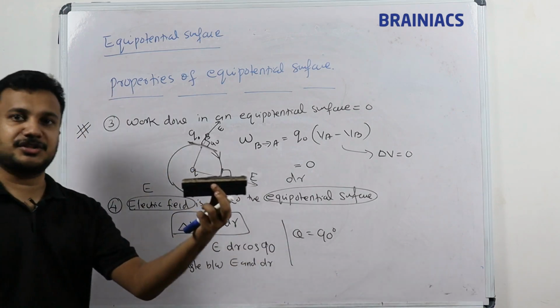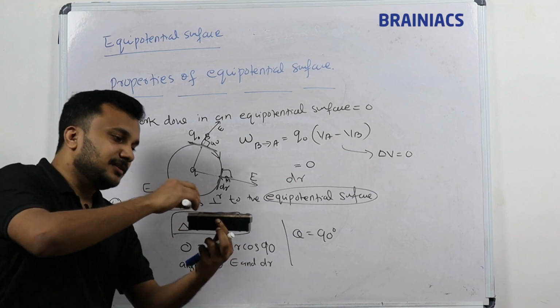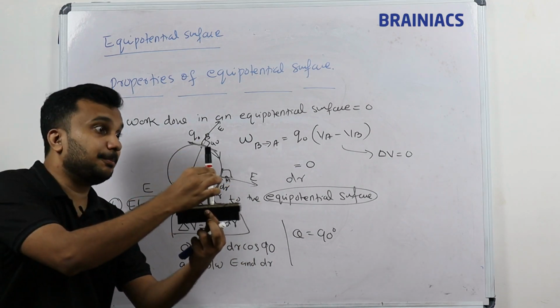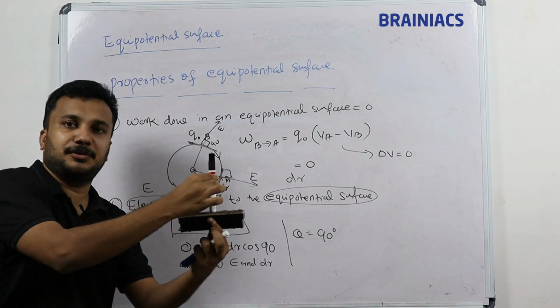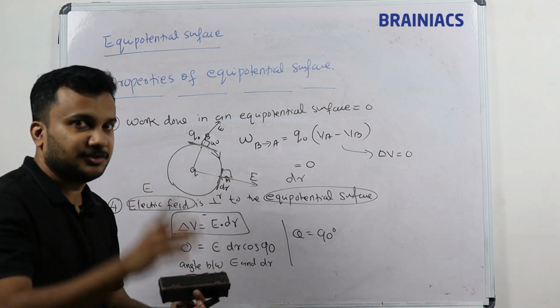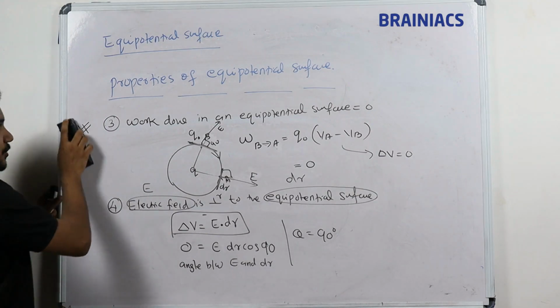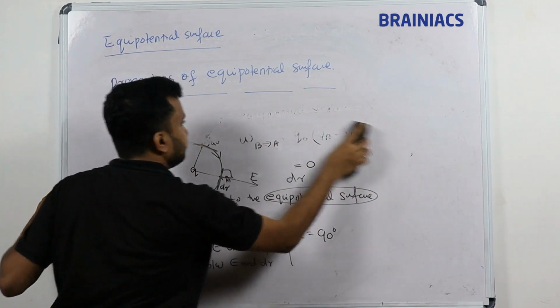For example, you can see in my hand I have a duster, and at every point on it the potential is the same. Then the electric field vector is like this, perpendicular, 90 degrees. Remember this point. This is also important. So 4 points are over. We have one more point, the last, final, 5th point.